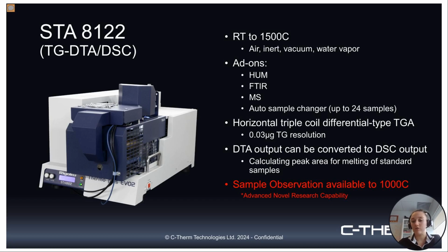There are many different add-ons that you can use for this system, such as humidity control, evolved gas analysis like FTIR or MS, or even an auto sample changer to allow for a higher throughput of sample testing. The system employs a horizontal triple coil differential type system, allowing for really slight mass change detection at really incredible resolution. You can see there the spec, 0.03 microgram. Again, my colleague Hitoshi will talk more about how the TG output is converted to DSC. And he'll also talk about a really advanced novel research capability, sample observation.